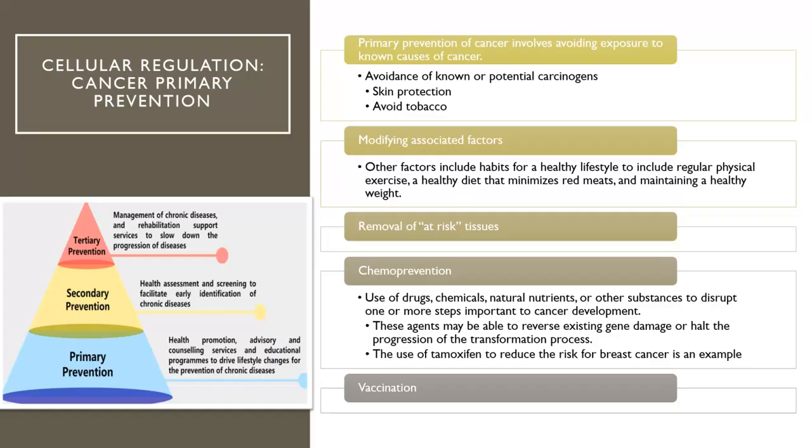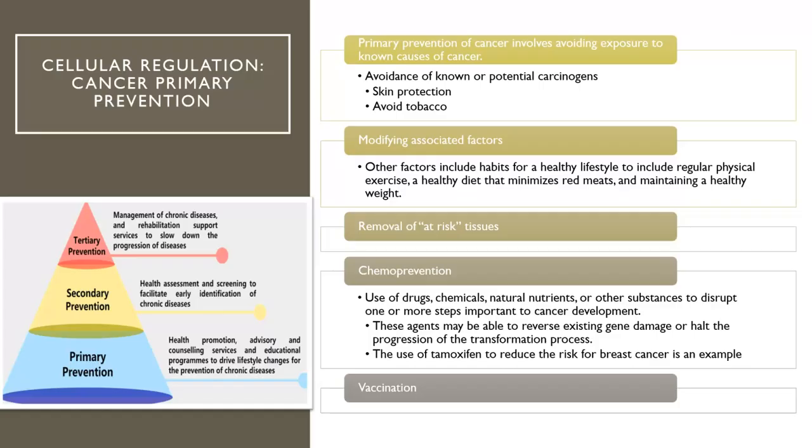So looking at our primary prevention for cancer: avoiding all carcinogens, so protecting your skin, don't smoke, limit your alcohol intake, don't eat the red meat with the nitrates or the animal fats. Modifying associated factors, so a healthy lifestyle, regular physical exercise, maintaining a healthy weight. Removal of at-risk tissues: if you know that you carry the BRCA1 mutation, you can go ahead and get a mastectomy and just get rid of all that tissue so it doesn't even have the opportunity to mutate later on.